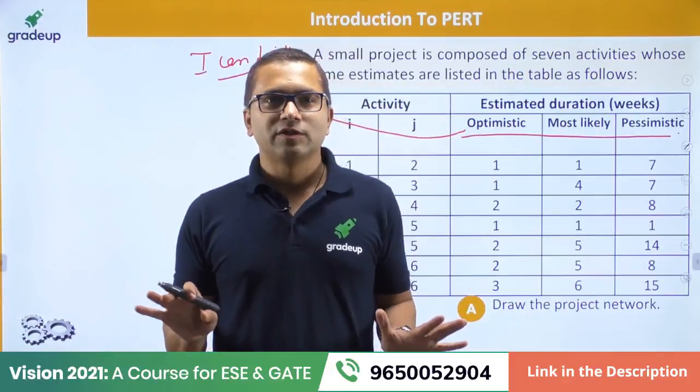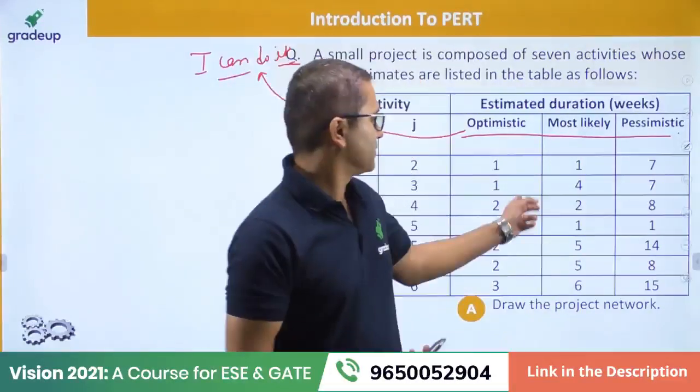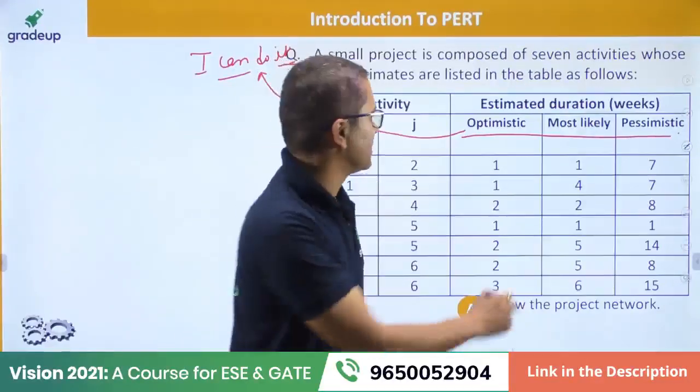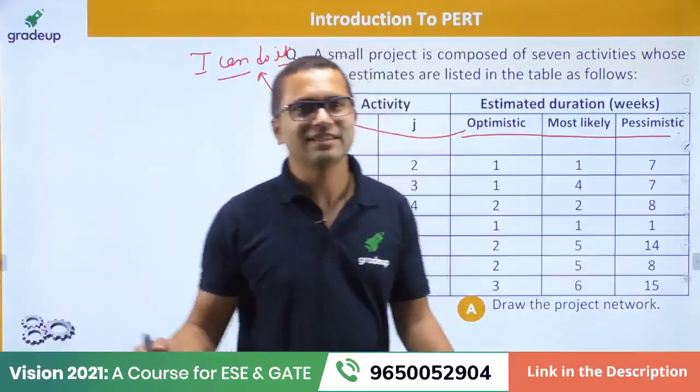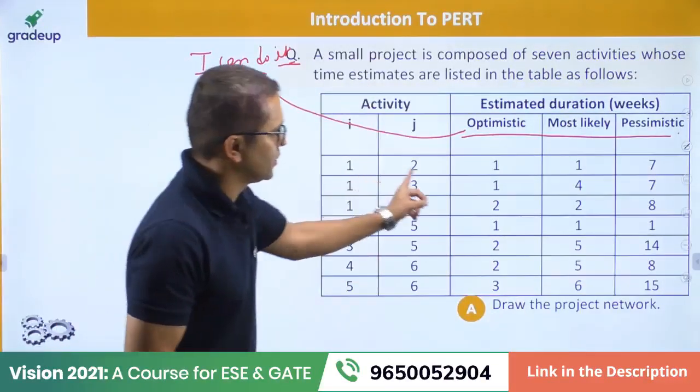So I hope I have given you the context, and most likely is in between these two, or maybe the same as optimistic, as you can see here, right? Generally he is in between optimistic and pessimistic. He says that okay, in 3 days I'm going to do activity 1, 2.